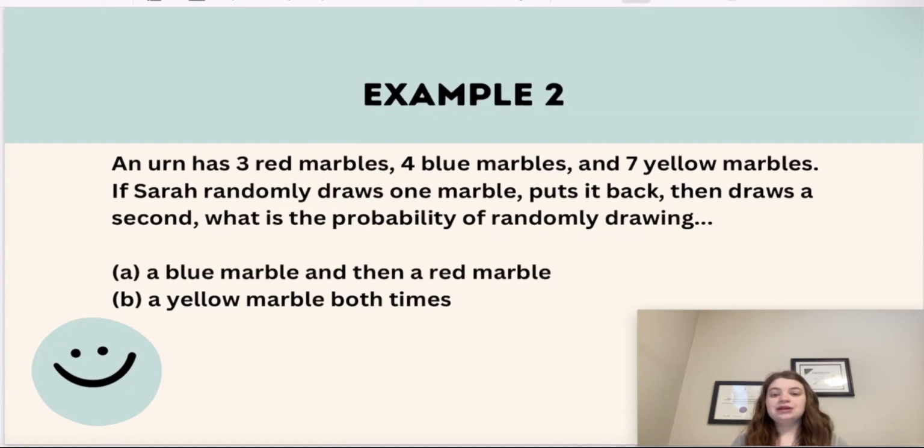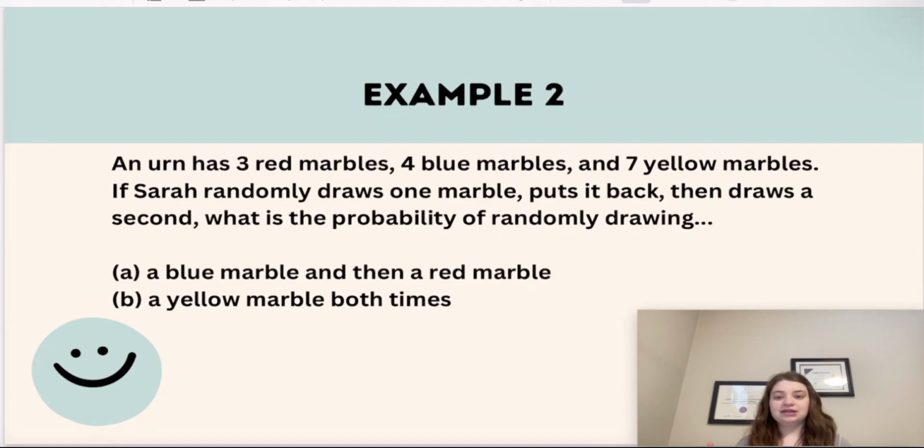So for this one, the reason that this is a compound event where we're able to use this expression is because Sarah puts the marble back. So whatever she picks, she puts it back, and so we end up drawing from an urn with the same marbles in both tries. If it said that she took a marble out of the urn and then put it aside, or threw it away or something like that, then that would change the question a little bit.